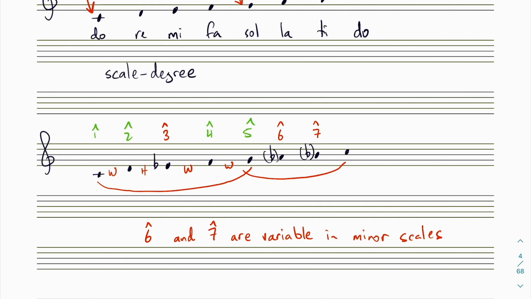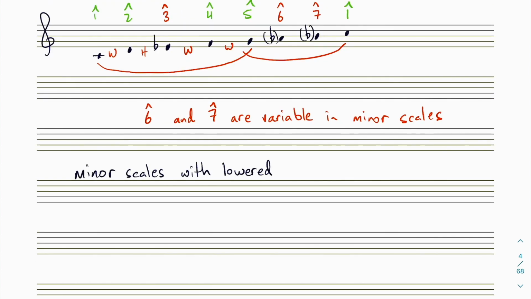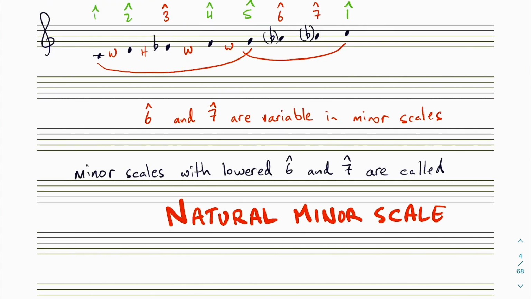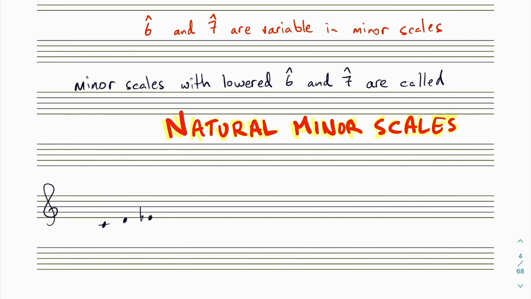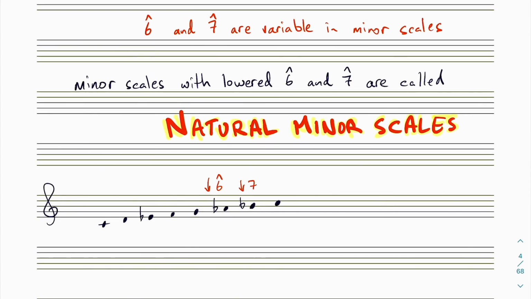So now looking at the whole scale, you can see that minor scales have 4 of the same notes as major scales. 1, 2, 4, and 5. Those are not going to change between a major scale and a minor scale. And then the other 3 notes, 3 and 6 and 7, are going to change maybe. So let's talk about the different kinds of minor scales involving 6 and 7. Minor scales with lowered 6 and 7 are called natural minor scales. So in C minor, we would have E flat, A flat, and B flat, with all other notes being natural.